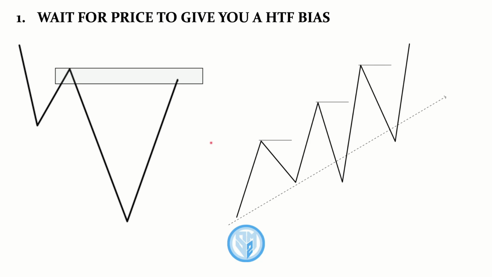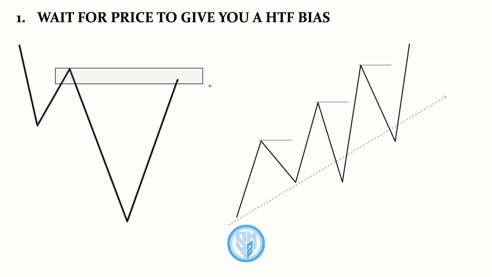Alright everyone, so let's get straight into the action with step 1 here. And this system is literally only a 2-step system because it's a lot less complex. It's more of a simple system and it's very easy to implement. So starting off with step 1 is wait for price to give you a higher time frame bias.